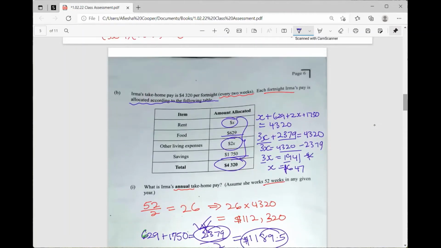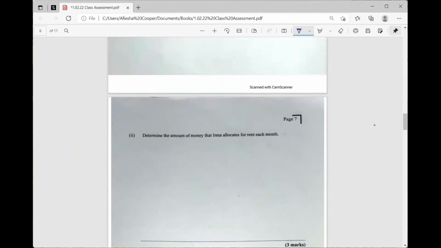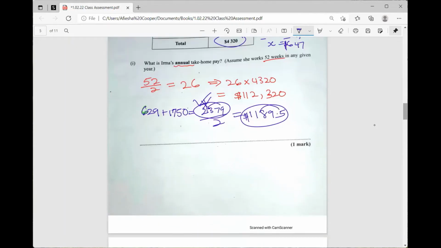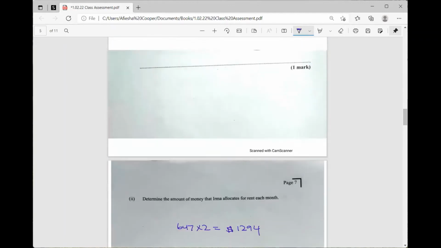However, we are not finished with our answer. They ask, determine the amount of money that Irma allocates for rent each month. This is for a fortnight, so of course that will be multiplied by 2. So it's going to be 647 multiplied by 2. But we have to pay attention because you might say 647, whoop, that's my answer, I'm finished. No, take time with it. So 1,294.